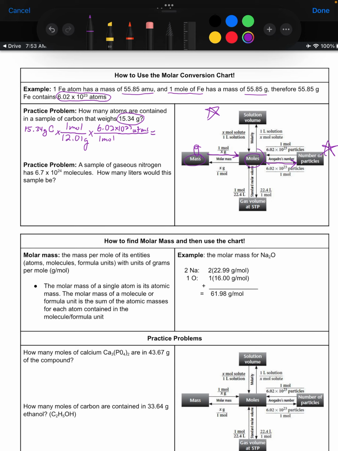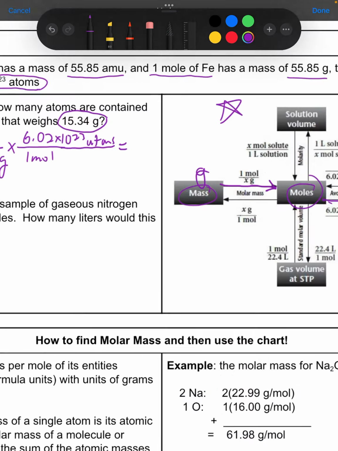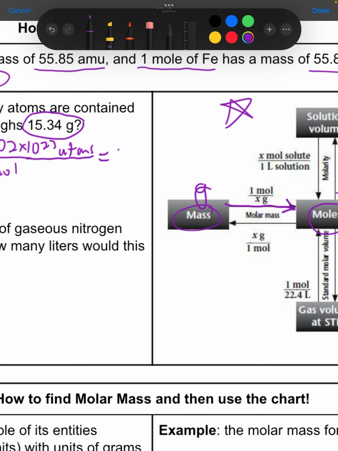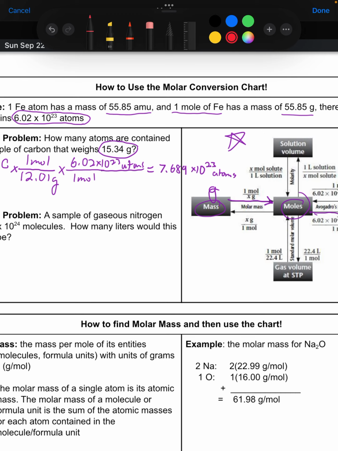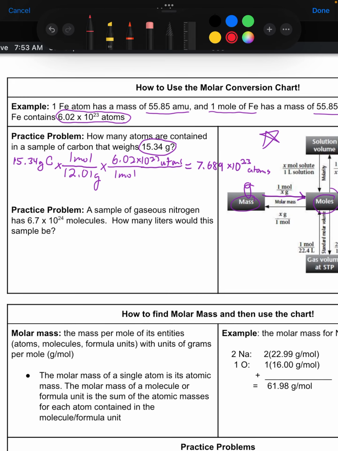All right, so what I get at the very end is 7.689 times 10 to the 23rd atoms. All right, so real quick, we're going to do a little bit of analysis to see if that number makes any sense. First of all, what I know based on the periodic table is that 1 mole weighs 12.01 grams.